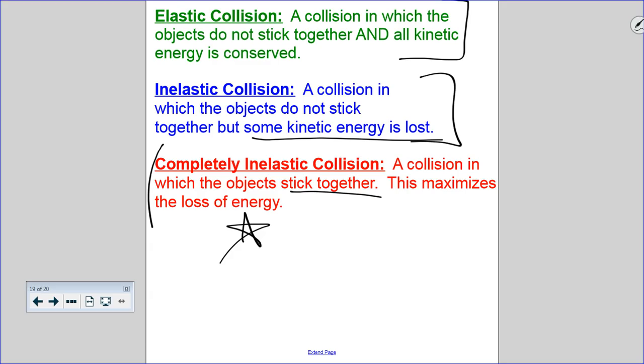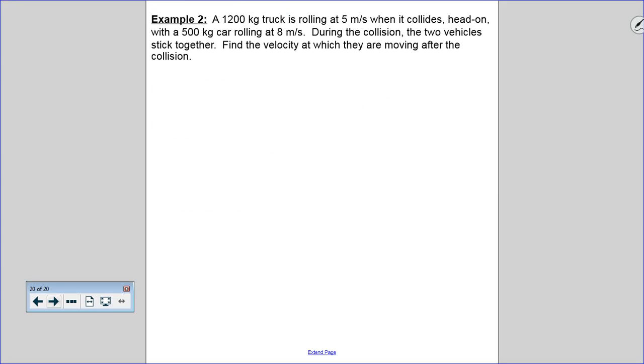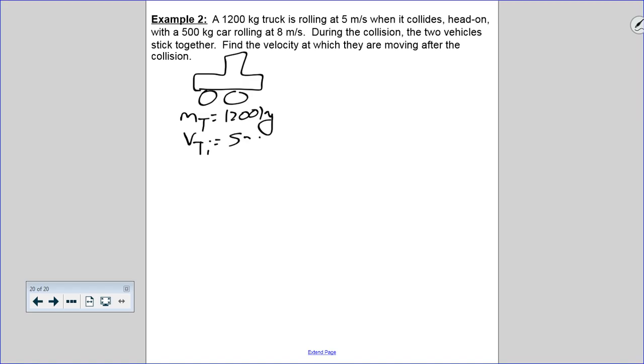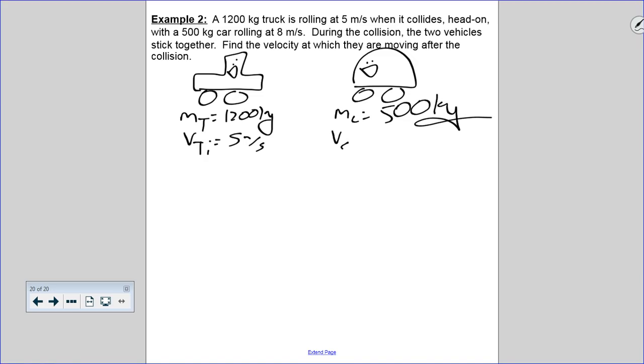This is the last one, and then we're done. We're going to start with the same given information. So we're back to the car and truck. Here's the truck. Mass of the truck is still 1,200 kilograms. Velocity of the truck initially is still 5 meters a second. Here's our car. Mass of the car is 500 kilograms. Velocity of the car initially is negative 8 meters a second.